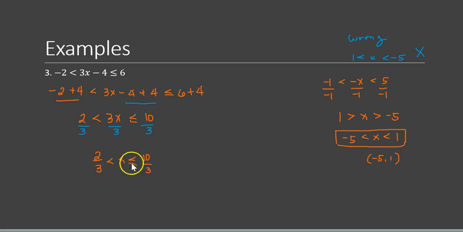Okay. So let's just finish this. The interval notation of this will be open parenthesis, since this is not included, and then up to 10 over 3. But 10 over 3 is included, so use a bracket.